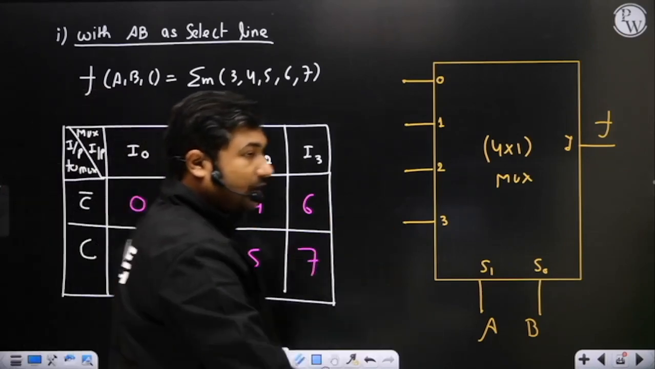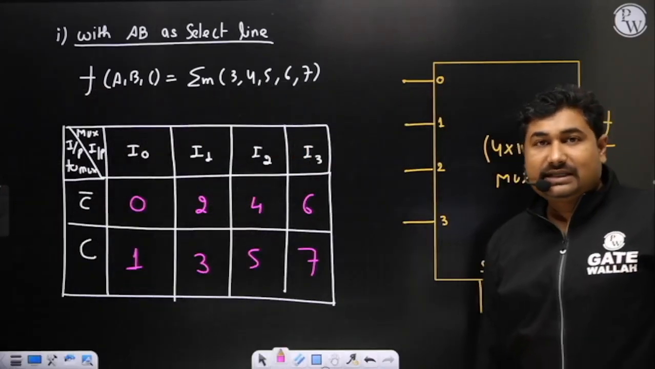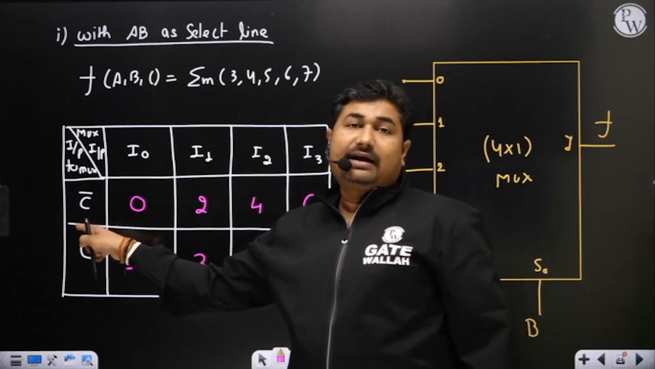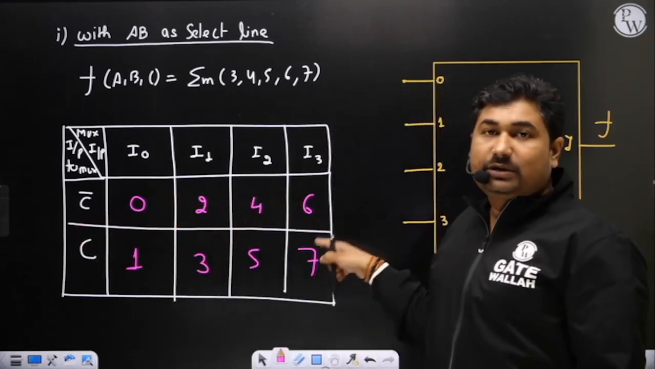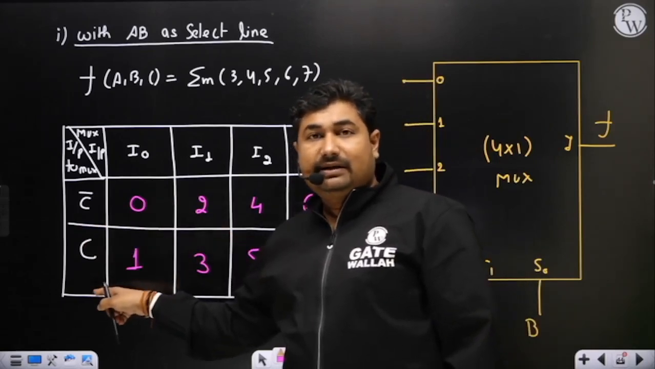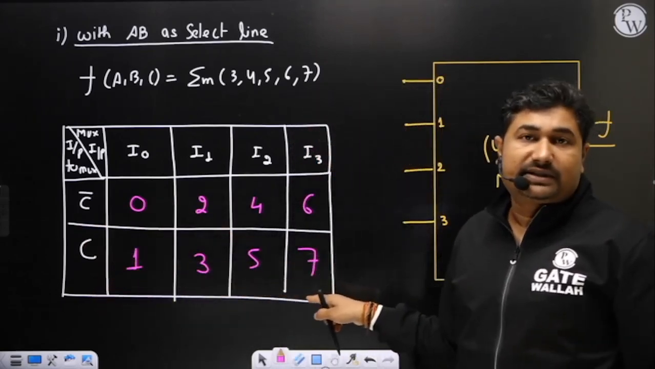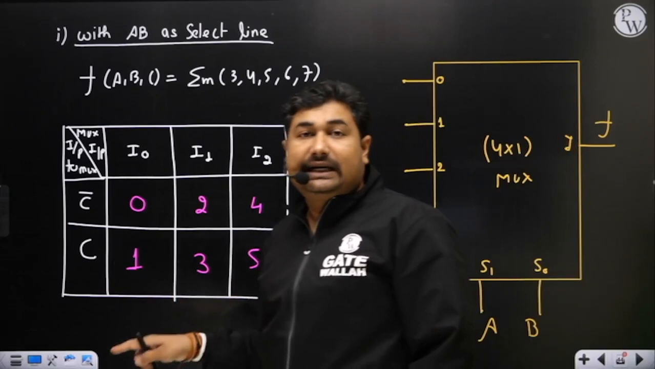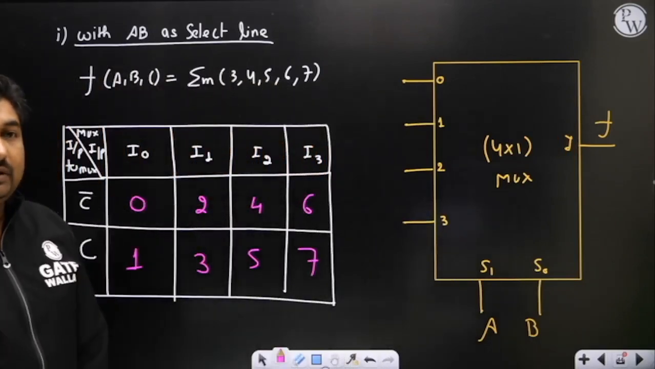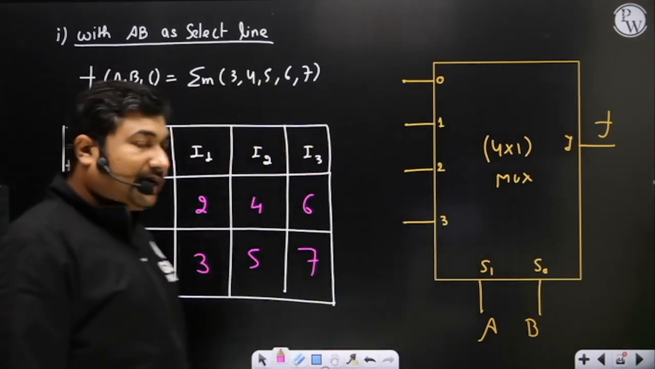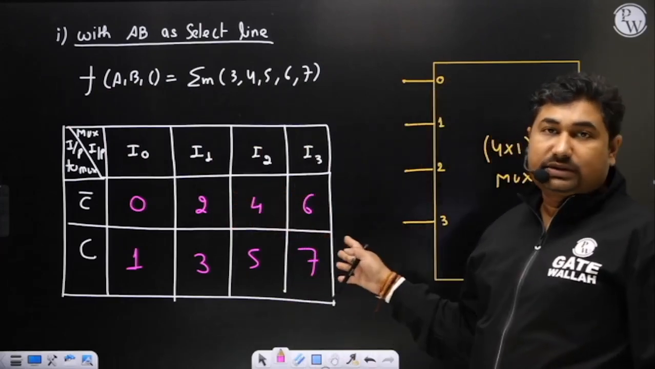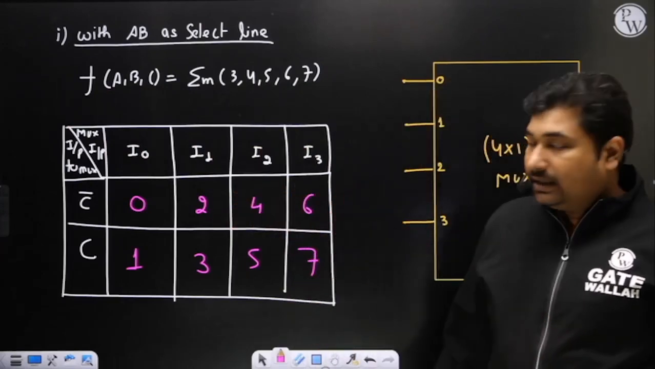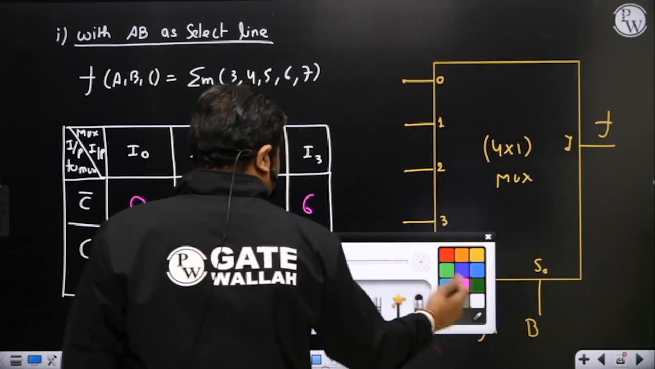Yes, sir. So, we need to do the numbering such that the numbers in the minterms with C bar are in front of C bar, and those numbers in which we are getting minterm C are in front of C. But the numbering should be continuous, like 0, 1, 2, 3, 4 and so on. Is it okay? Hoping up to this part, everything is okay. List the input of mux in two different rows. Numbering is very important.